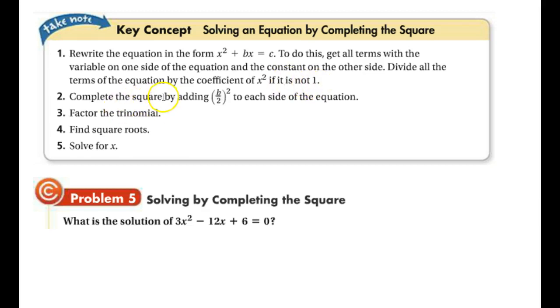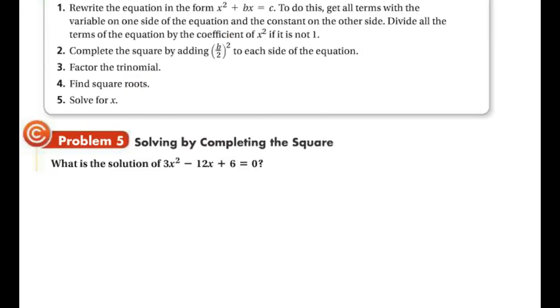Step 2, complete the square by adding (b over 2) squared to each side of the equation. So that's a little jingle. Take the b, half it, square it, and add to both sides. Step 3, factor the trinomial. Step 4, find the square roots, and lastly, solve for x. So let's follow this process in example 5.